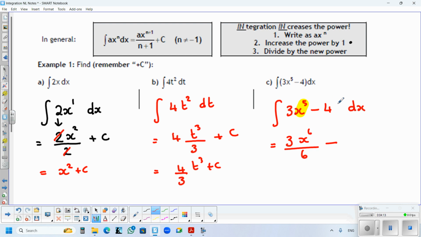Now, if you have got a constant, which is just a number without an x or a t or any letter with it, then what you do is you introduce the x to it, so it becomes 4x. So any number becomes 4x, and don't forget your plus c.